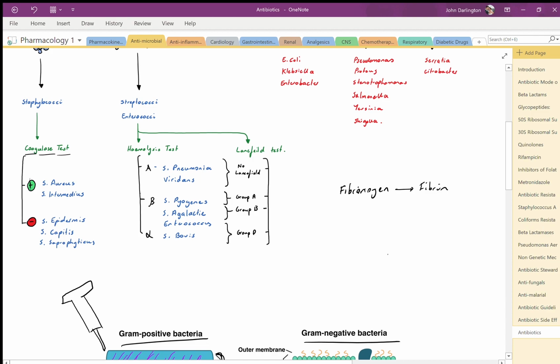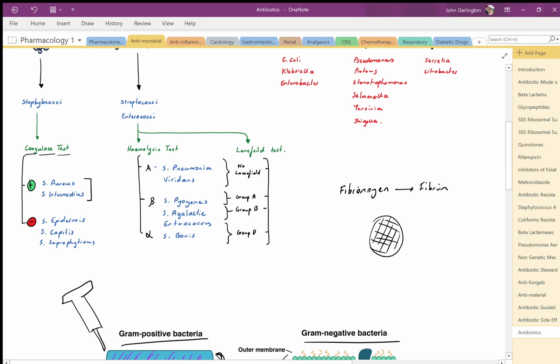And as you might remember, fibrin is the thing that causes the cross-linking within the vessels and causes coagulation. And some staphylococci are able to do this and actually cause that coagulation. And Staph aureus is one of them. So Staph aureus is coagulase positive.